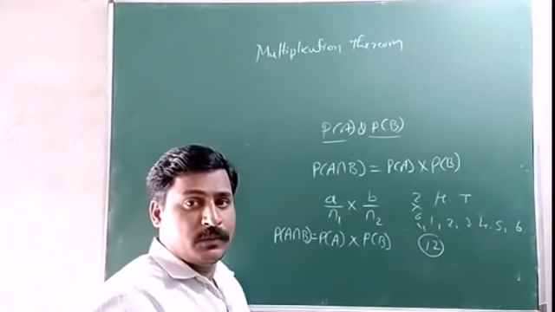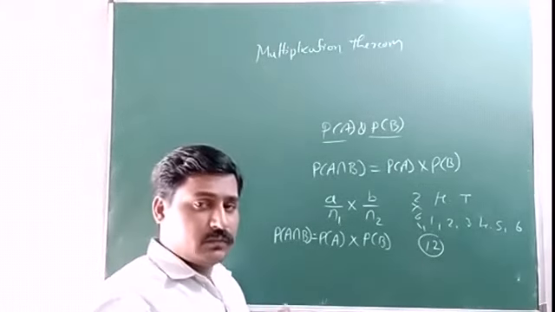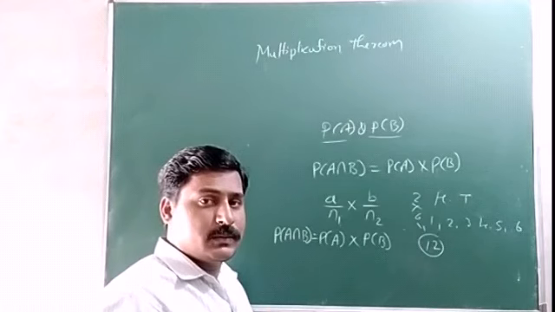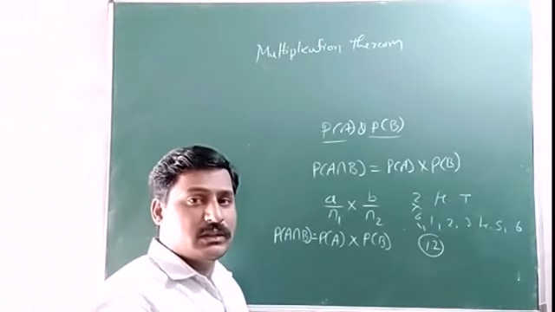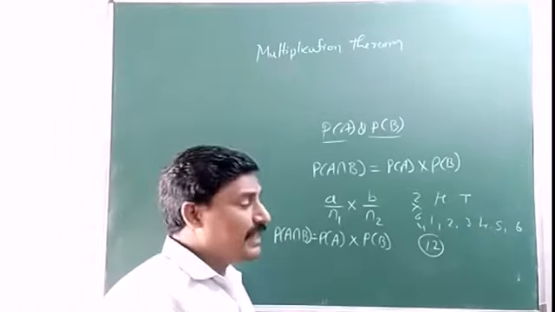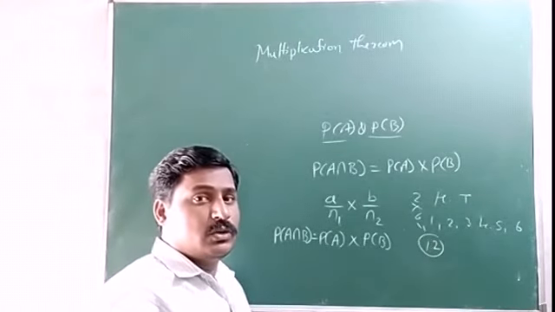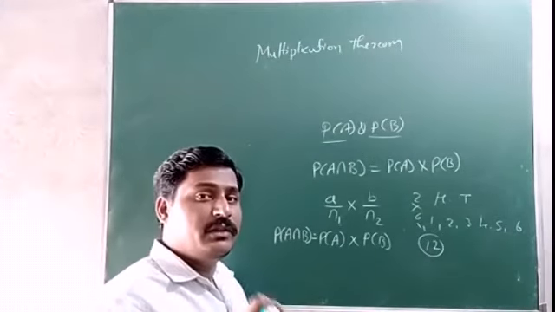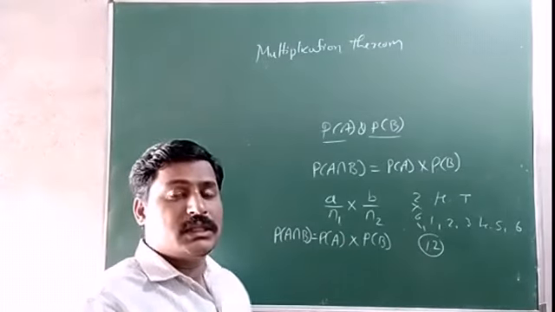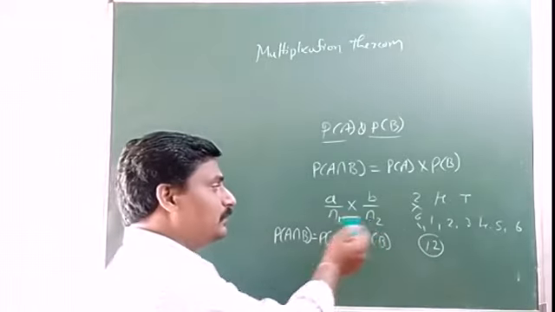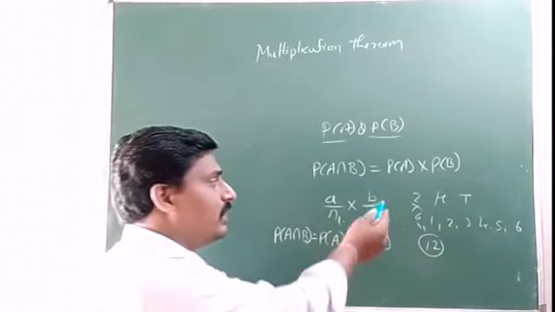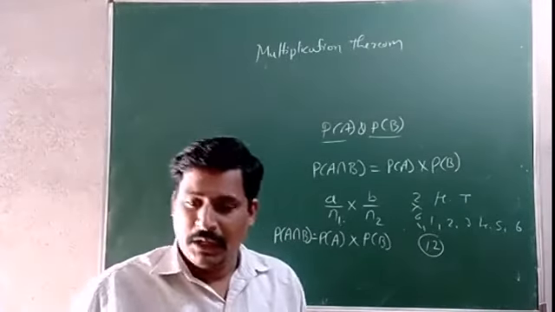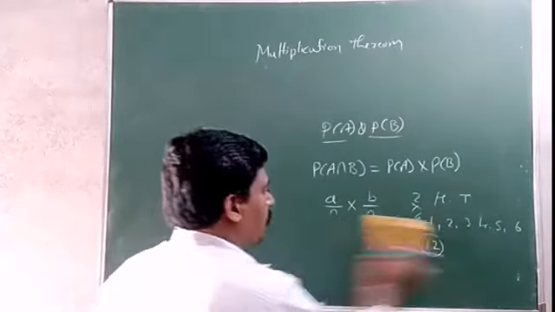So suppose I want head with number 4. Head appears only once and the number 4 also appears only once. So 1 into 1, 1. So 1 divided by 12 will be the probability of getting head with 4. So this is what an independent event is, and how we get exhaustive cases and favorable cases for any given 2 independent events. Now let us take a problem and solve one problem here.